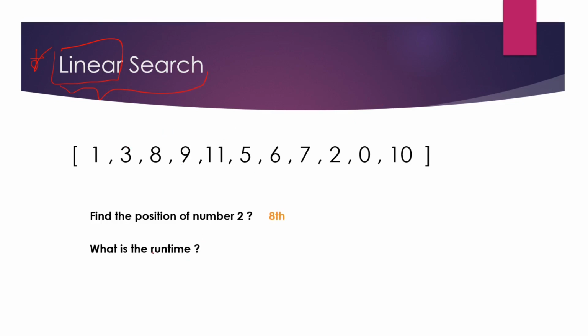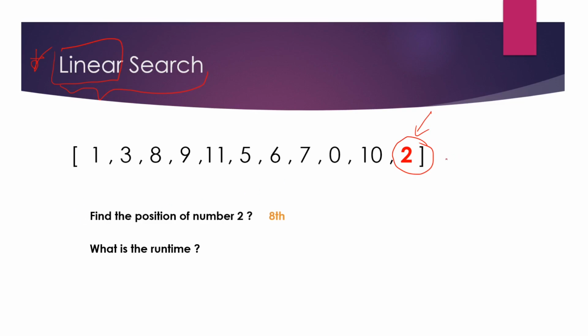So now the question is, what is the runtime of this linear search? Once again, when we talk about the runtime, we always care about the worst case scenario. So the worst case scenario for this list or this problem is when number 2 is at the back of the list. So let's say number 2 is at the back of the list, which is right here.